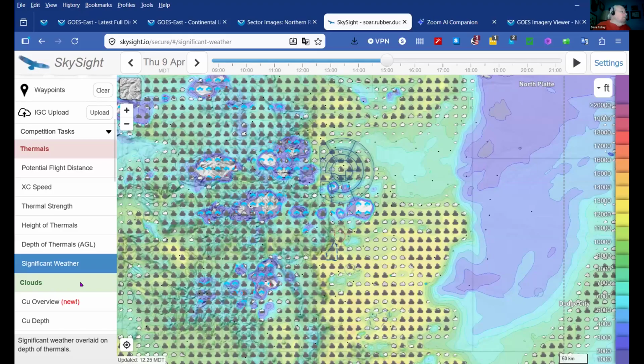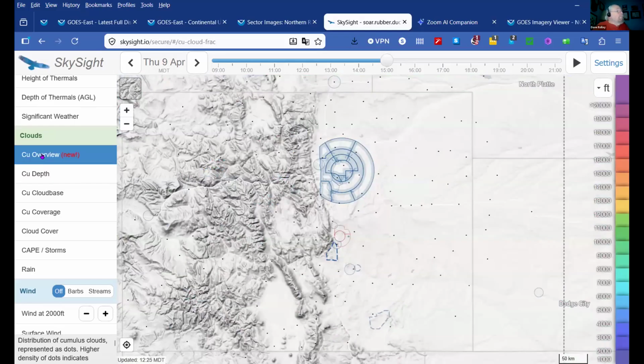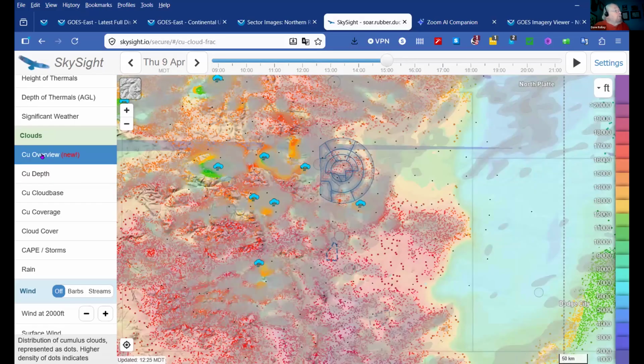Now we're going to shift off to clouds. One of the things that SkySight added, I think they added it last year, but it's still marked as new. This is the cumulus overview chart. It's combining data from several of these other parameters. We'll look at these individually in a moment. But the goal with this one was to give an overview so that you didn't have to look at these individually and then try to synthesize this information in your brain. So they've combined several of these parameters.